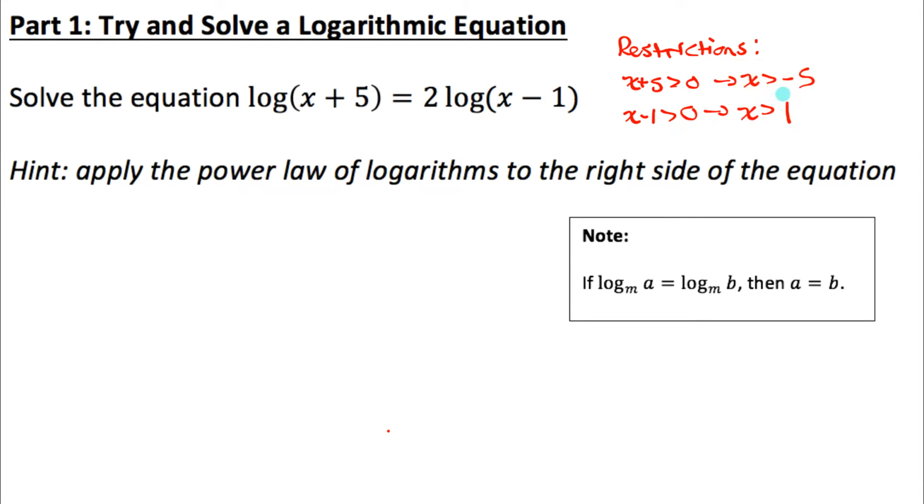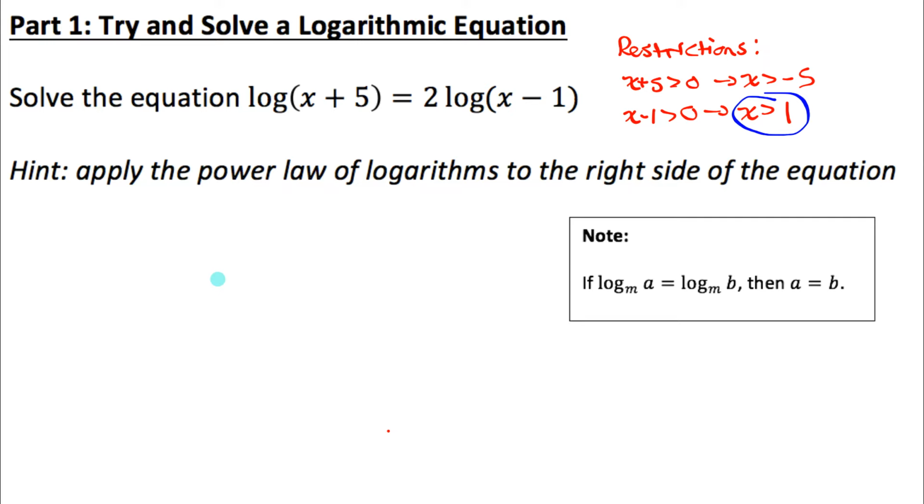So actually, all we have to worry about is this one, because if a number is bigger than 1, it's also bigger than negative 5. If we just thought about this one, not all numbers bigger than negative 5 are bigger than 1, but all numbers bigger than 1 are also bigger than negative 5, so let's just think about that one. Our answers have to be bigger than 1. If we get any answers that are not bigger than 1, it would make at least this argument negative, meaning it would make this whole logarithmic expression undefined, meaning it couldn't be a solution to the equation.